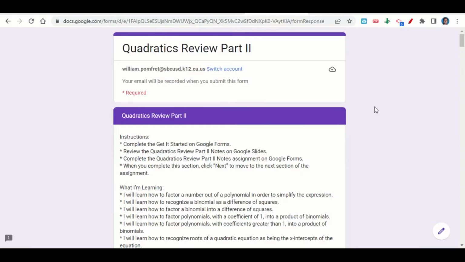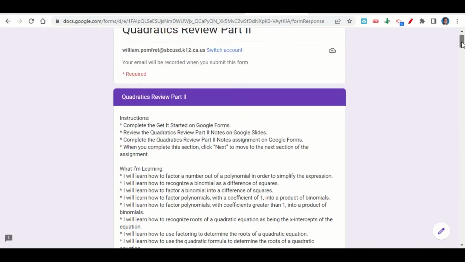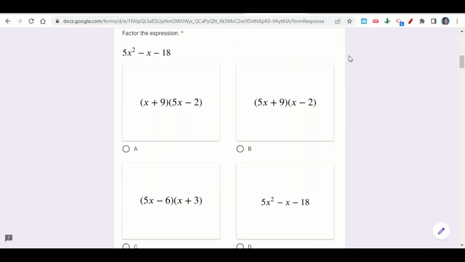Let's take a look now at the Quadratics Review Part 2 assignment. The assignment begins with the learning goals and success criteria. If we scroll down, we can see the questions.